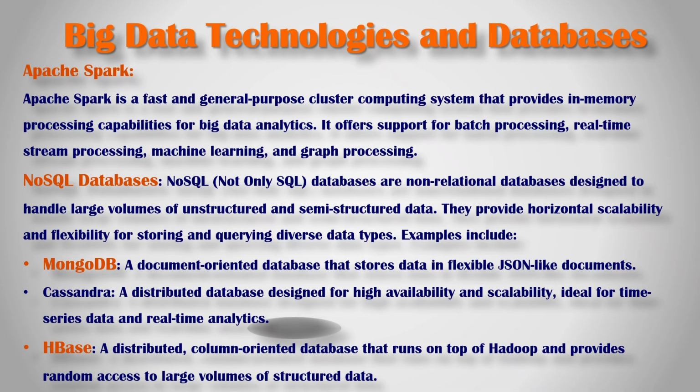Cassandra, a distributed database designed for high availability and scalability, ideal for time series data and real-time analytics. HBase, a distributed, column-oriented database that runs on top of Hadoop and provides random access to large volumes of structured data.